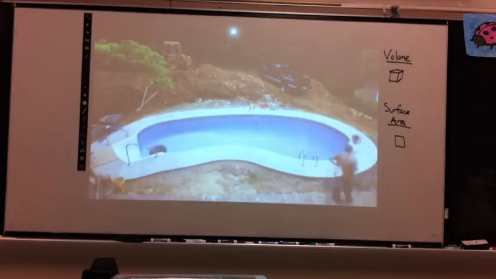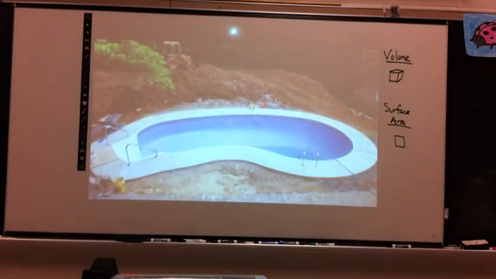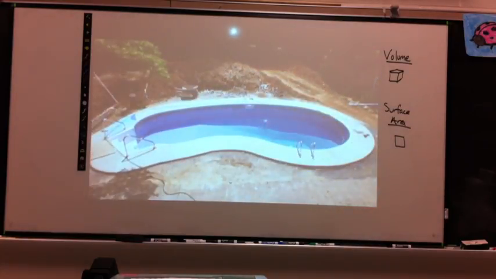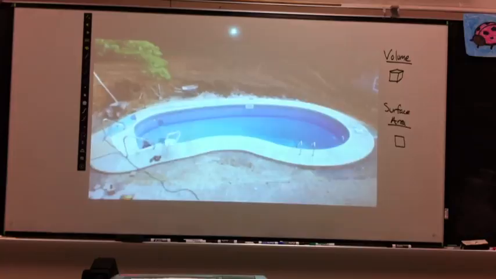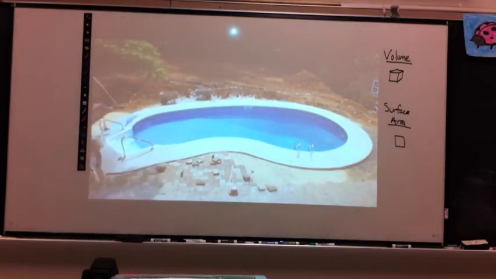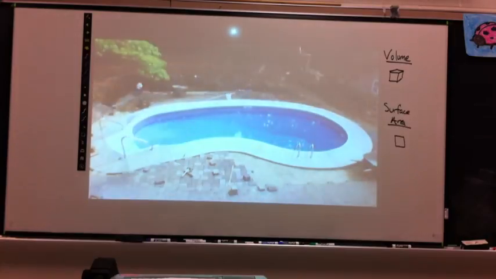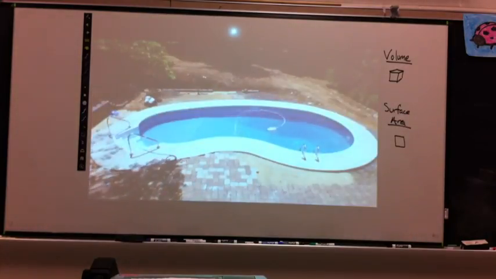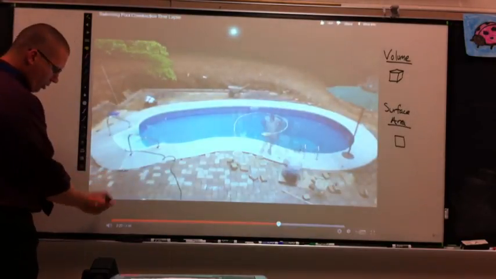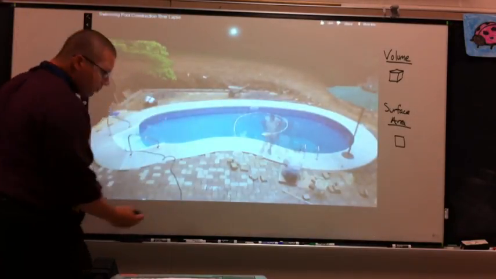Next goes in the liner, the plastic cover that goes inside the pool. Does that count as a volume or surface area idea? Last part is, we dug the hole, we filled in the walls, we put in a liner, last part is the water. Is the water a volume or surface area idea? So I'm going to pause that here.